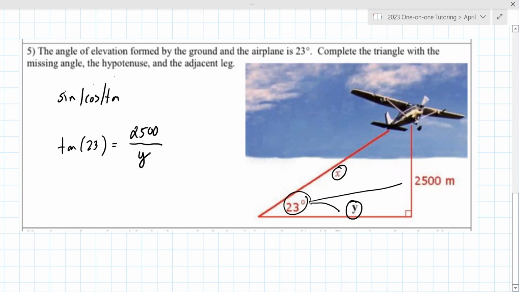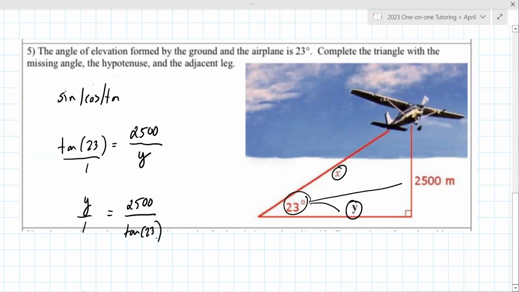Yes. Now this one's a little different than the last one, right? Before, the variable was inside the tangent, and now it's not. This is a number. Would I have to do 500 divided by the tangent of 23? There's a little bit of a shortcut here, which is that the diagonal ones can swap positions. So you can put the Y on the top left, tangent of 23 on the bottom here.